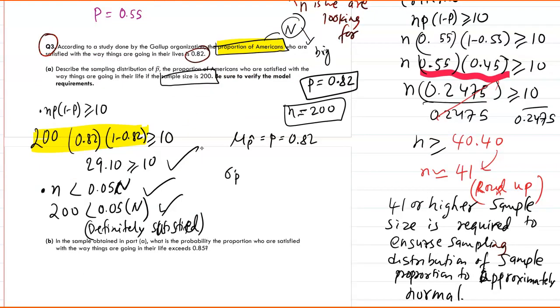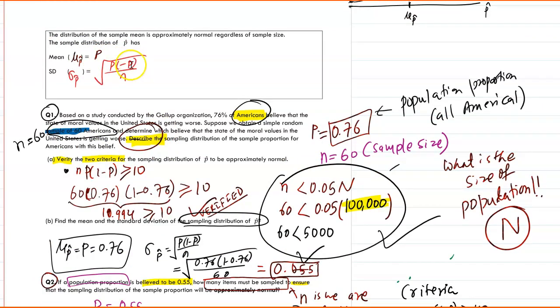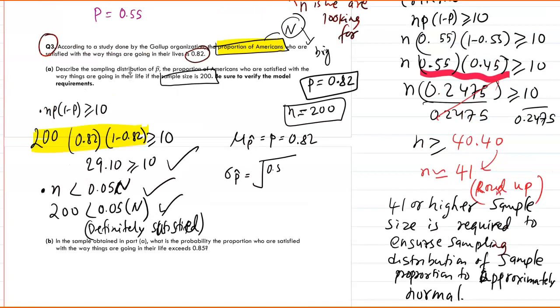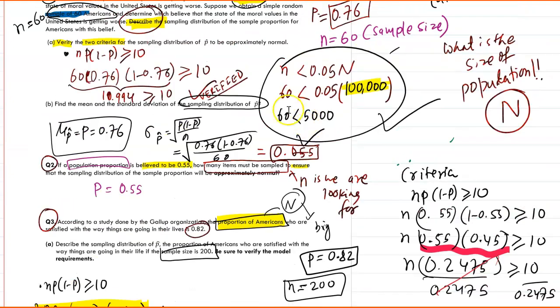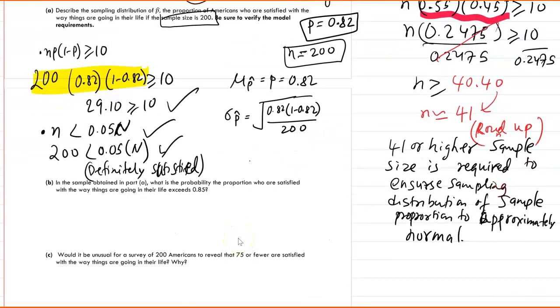and sigma p hat is going to be the square root of, what is the formula again? p times 1 minus p, divided by n. Okay, I'm going to put the formula. The value p is 0.82, 1 minus 0.82 divided by 200. So everything is under the square root. And if you put that in the calculator, I just did one for part A. Everything you've got to put in the calculator. You do exactly the same way. You get 0.02717.